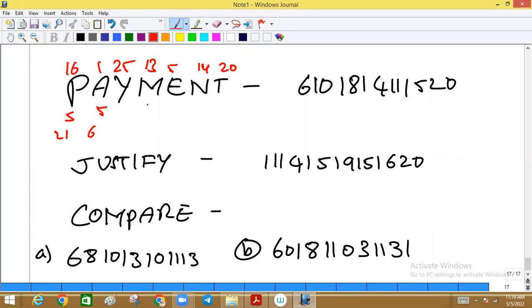So here also 5, here also 5. M is 18. E is also 10. Okay. Got it.